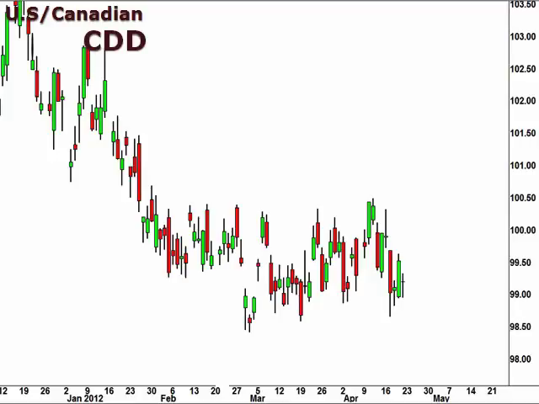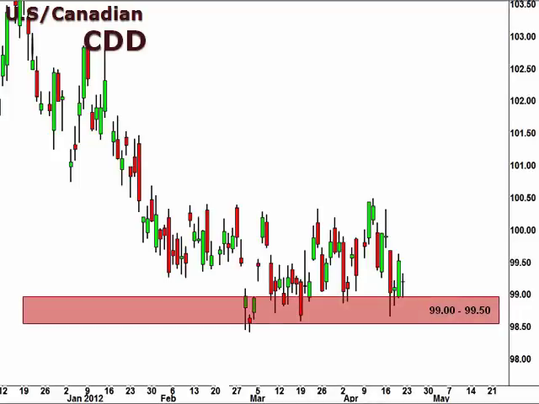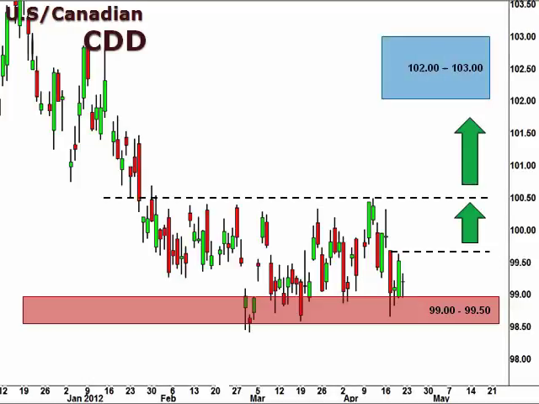Next up, the US dollar versus the Canadian dollar as seen here in the ISE FX Options pair value CDD. Well, the CDD consolidated along the 99.5 support level last week. A break below 99 opens the window for a continuation lower. A close above 99.5 is likely to trigger a retest of 100.5 with a follow-through break yielding a continuation towards this 102-103 box.